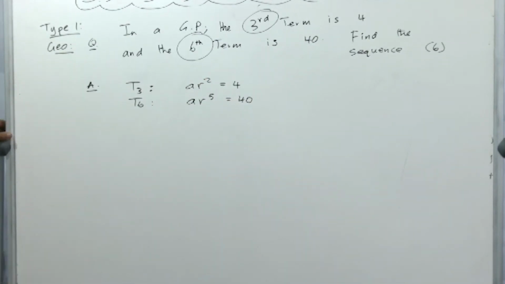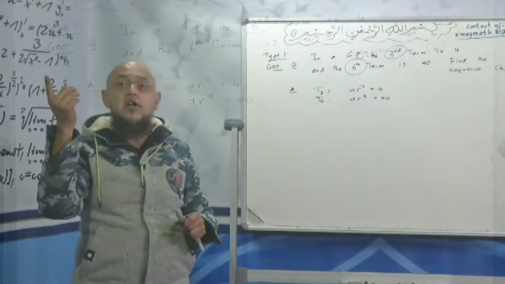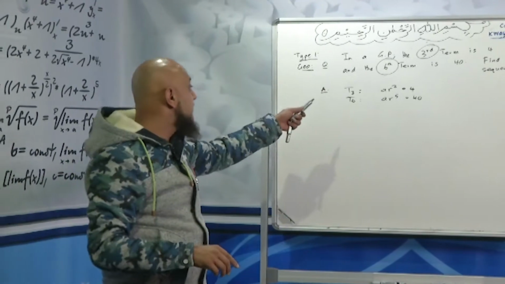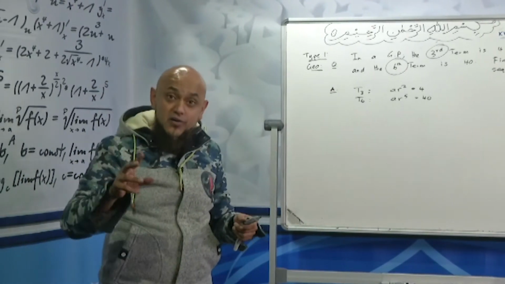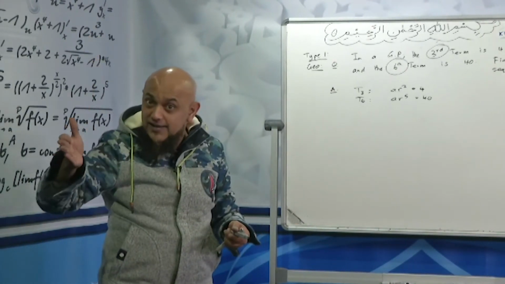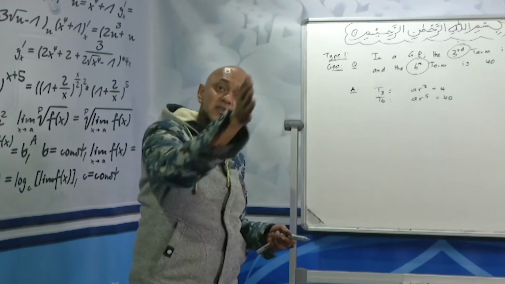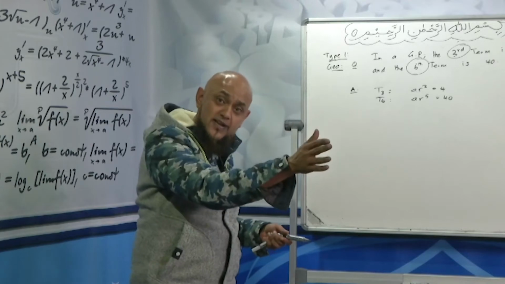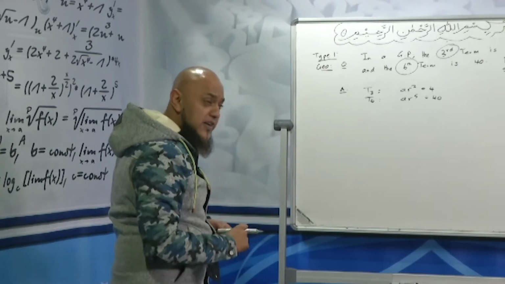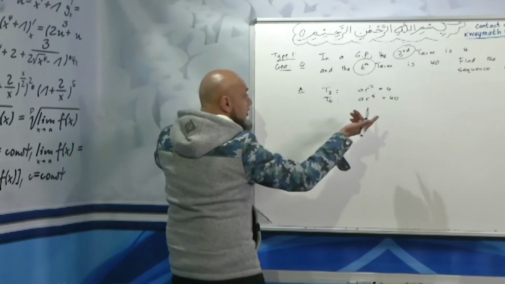Okay, we now need to solve for A and R. In an arithmetic, we needed to solve for A and D. In a geometric, we need to solve for A and R. Why? Because once we got A, we multiplied by our common ratio, we get our second term. Our second term times our common ratio, we will get our third term, and so on and so forth towards infinity. So, there's two ways of doing it.